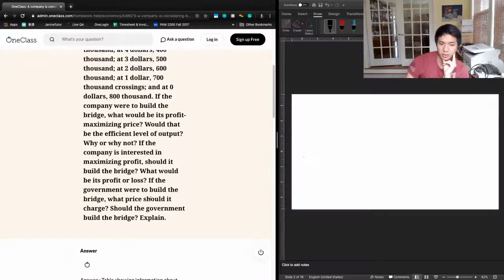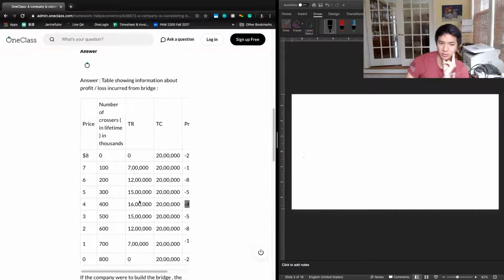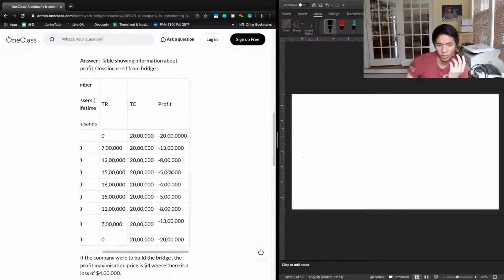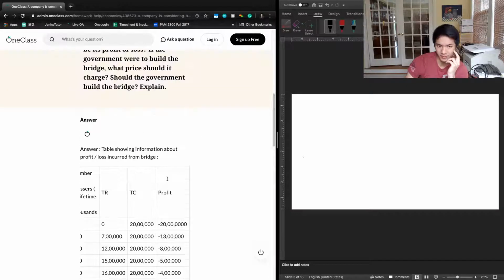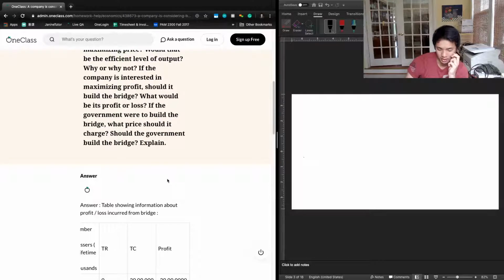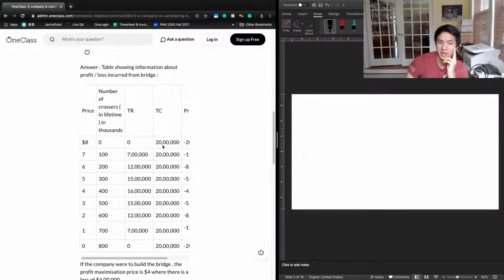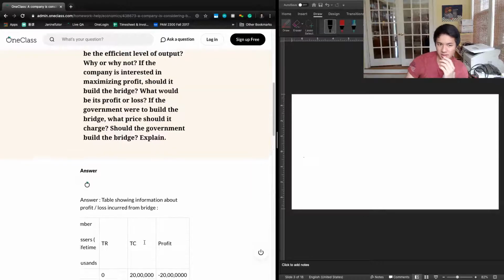If the government were to build a bridge, what price should it charge? Should the government build a bridge? Explain. If the government were to build a bridge, assuming the costs are still total costs, it would still be a $4 price for the government to be profit maximizing. If we assume the government did not want to be profit maximizing, then maybe they would charge no money and allow as many people to cross as want, but it really depends on the preferences of the government.